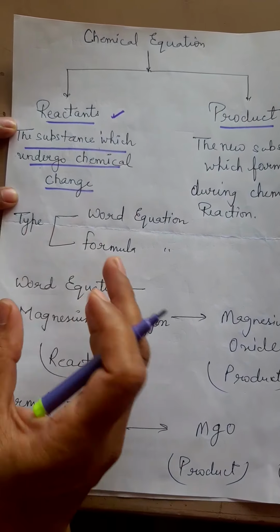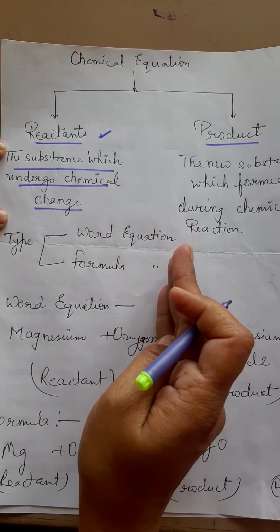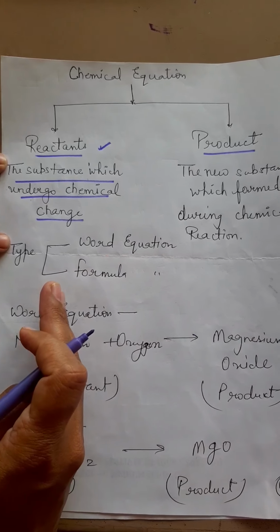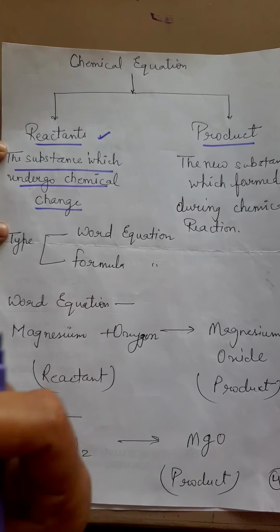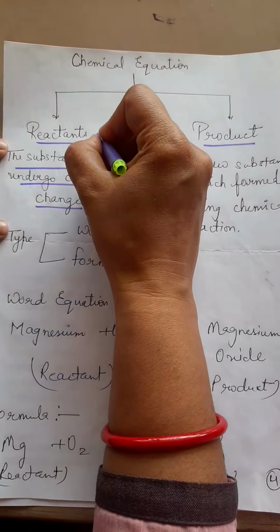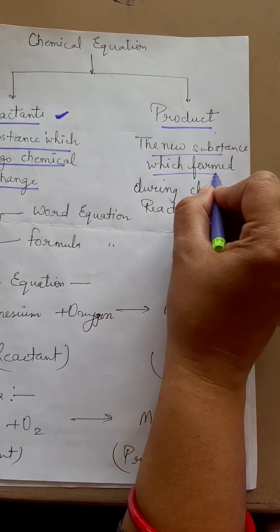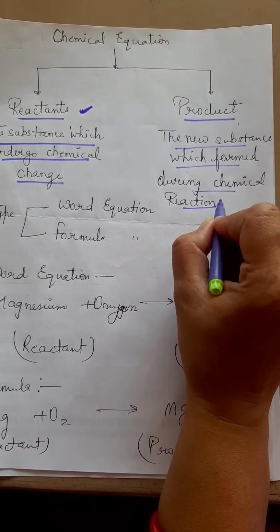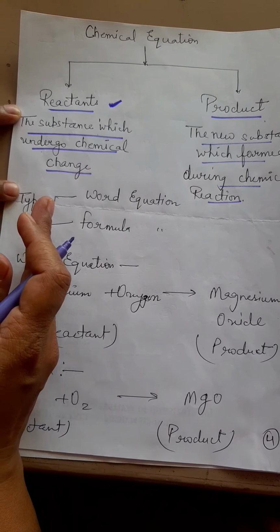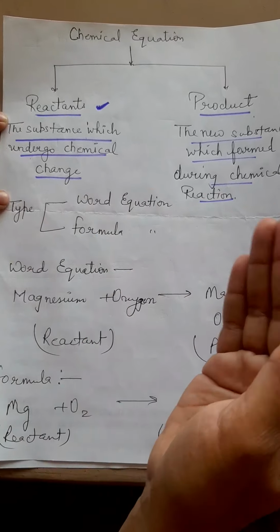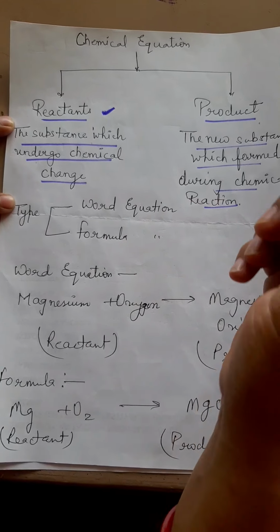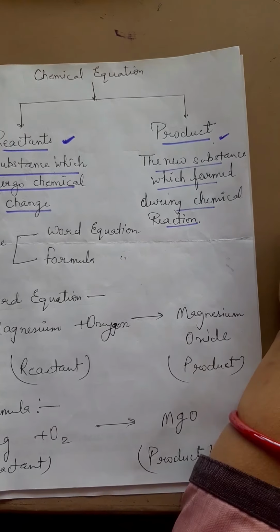It means a substance which is reacting in a chemical reaction, or in which the change is occurring, is a reactant. And product is the new substance formed during a chemical reaction. After the reaction of two substances, the new substance we get is called the product.